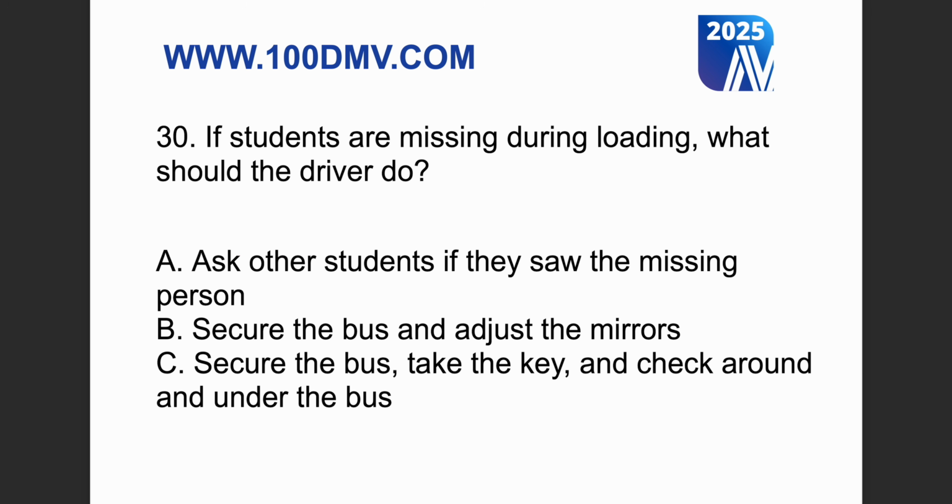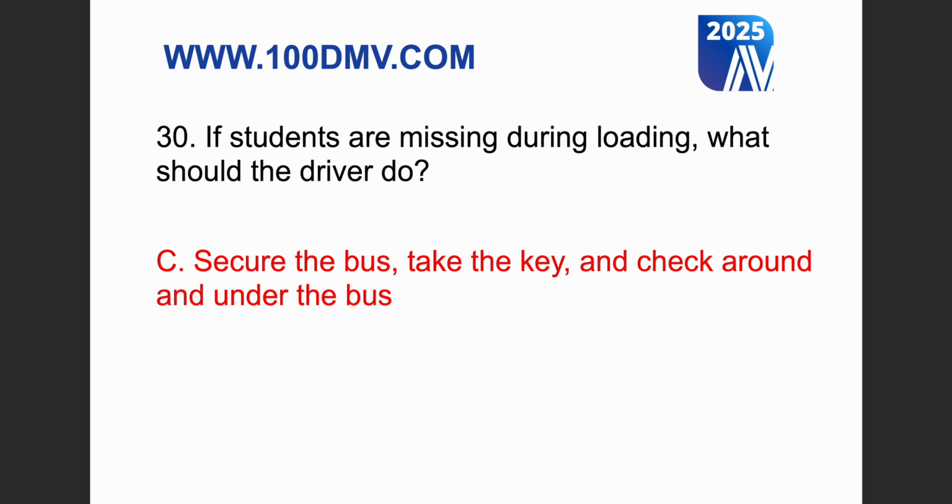30. If students are missing during loading, what should the driver do? A. Ask other students if they saw the missing person. B. Secure the bus and adjust the mirrors. C. Check around and under the bus. Correct answer, C. Secure the bus, take the key, and check around and under the bus.